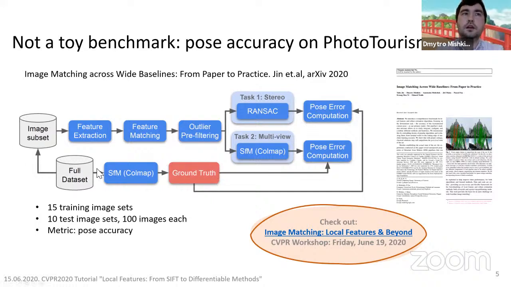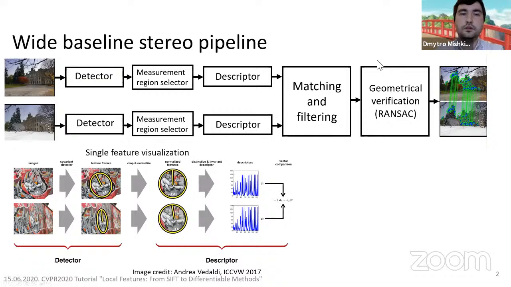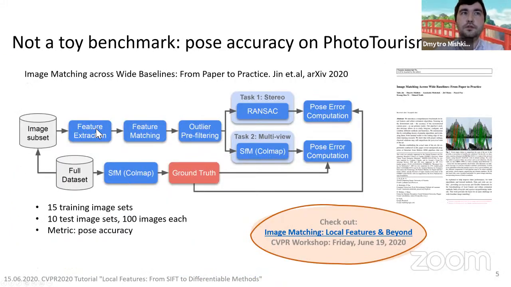The answer is yes, we can. From this full data set, we can create an image subset of up to just 2 images. Then we run the image matching pipeline: feature extraction, matching, pre-filtering, and you get your camera pose. You can compare this camera pose, which you estimated from just 2 images, to the camera pose estimated from thousands of images, which is very, very precise. If the pose error is small, then probably my image matching pipeline is working very well. If not, then not.